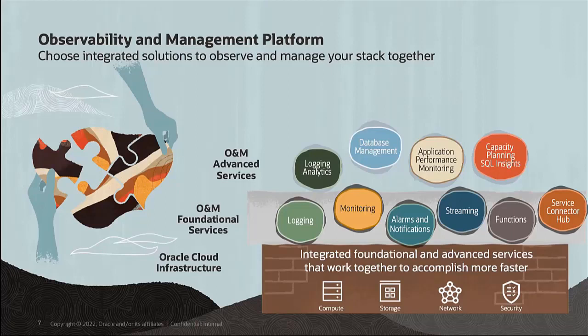All right, so I'll not spend a lot of time on this slide. At the very core, what we have is telemetry coming in from compute, storage, network, and other services. And we have a foundational set of services: logging, monitoring, alarms, notifications, functions, etc. And then we have advanced O&M services, the premium set of services: Logging Analytics, about which I'll be talking in detail later, Database Management, APM, and Capacity Planning and SQL Insight. All these services provide a comprehensive view to different types of personas to troubleshoot and find root causes for issues, and make sure of the performance of their applications so they can provide the best customer experiences for their end users.